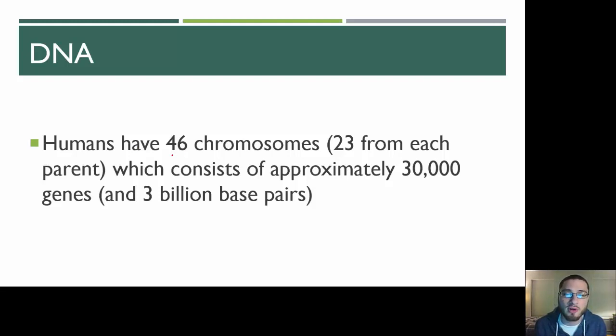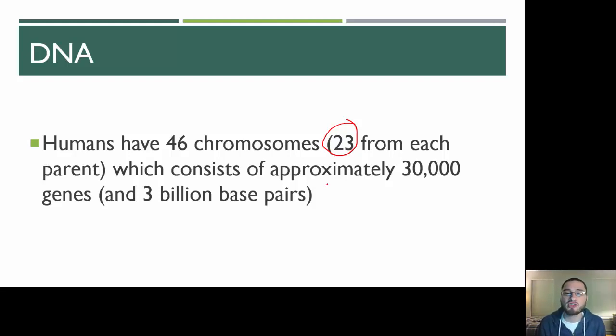So humans have 46 chromosomes. Just as a general review, remember you're getting 23 of them from your mother and 23 from your father, which accounts for about 30,000 different genes. So when we talk about DNA, we talk about having these nucleotides, these nucleic acids, and there's going to be about 3 billion base pairs, okay?